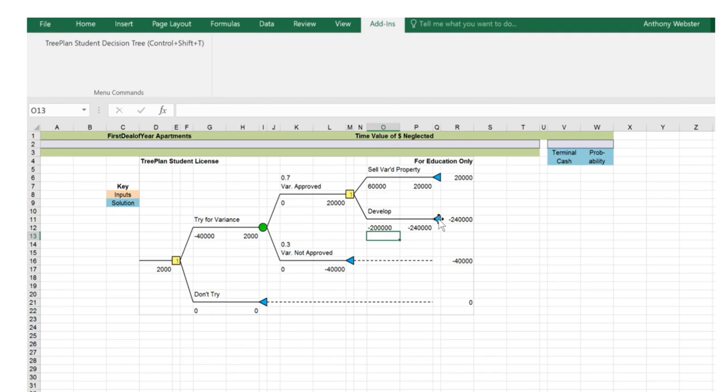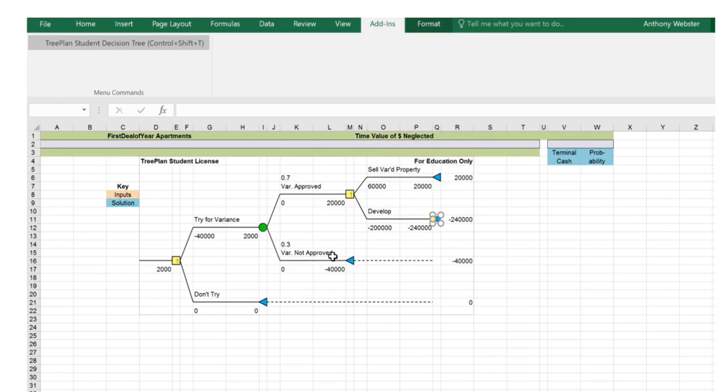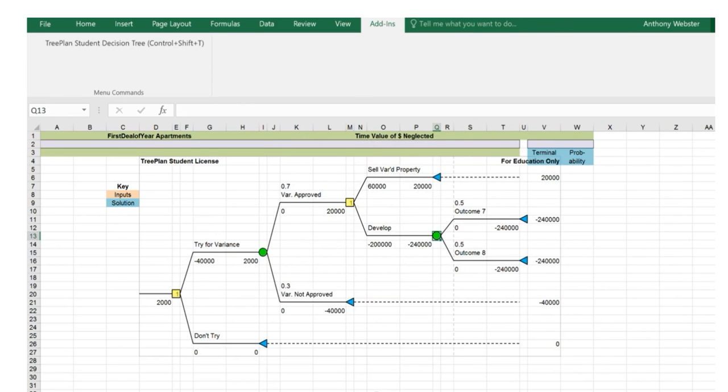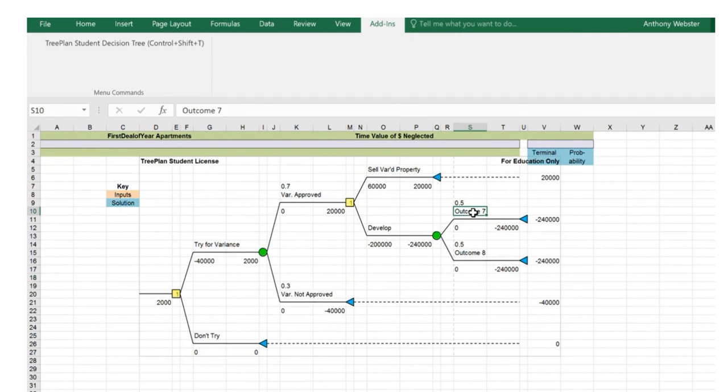This is the end. If they develop, there can be a local market crash in Manhattan, or maybe not. So we're going to go back here, and we're going to put in an event node, because whether or not there's a market crash is completely beyond our control. And so I'm going to put no market crash here. And they believe that's an 80% probability, I think. I'm going to double check on that. And we put market crash here. This would be by the end of 2 years.